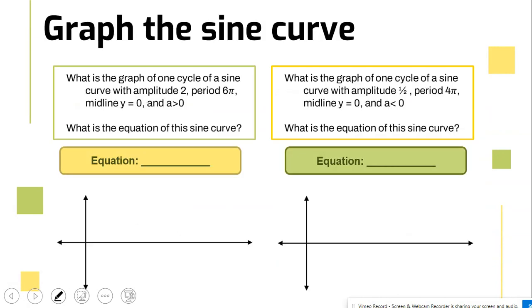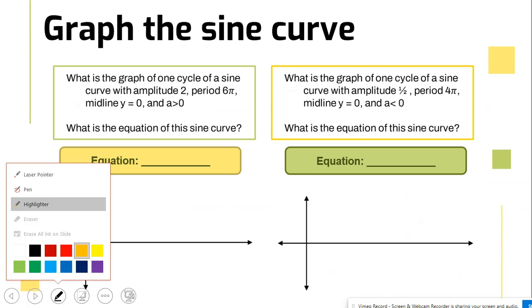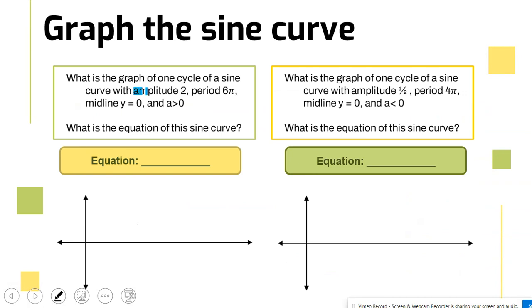Okay, and lastly, graph these sine curves. What is the graph of one cycle of sine with an amplitude of 2, period of 6 pi, midline 0, and a is greater than 1? What is this sine curve? So we automatically can start picking out information from this. It says it's going to have an amplitude of 2, which means the max and the minimum value are going to be positive 2 and negative 2. And our equation is already going to start with y is equal to 2. Okay?